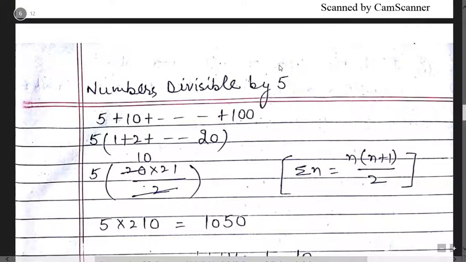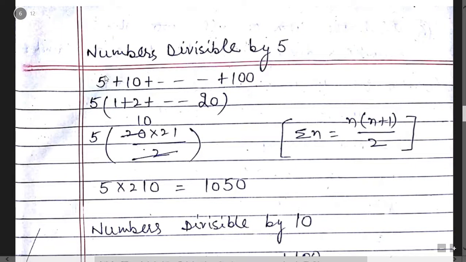Now what are the terms which are divisible by 5? 5, 10 up to 100. When I take 5 common, it's 1, 2, 3 up to 20. Again apply the formula of sigma n. It's 20 into 21 divided by 2. Now 2 into 10, 20. Then 10 into 21, it's 210. 210 multiplied by 5 is 1050.